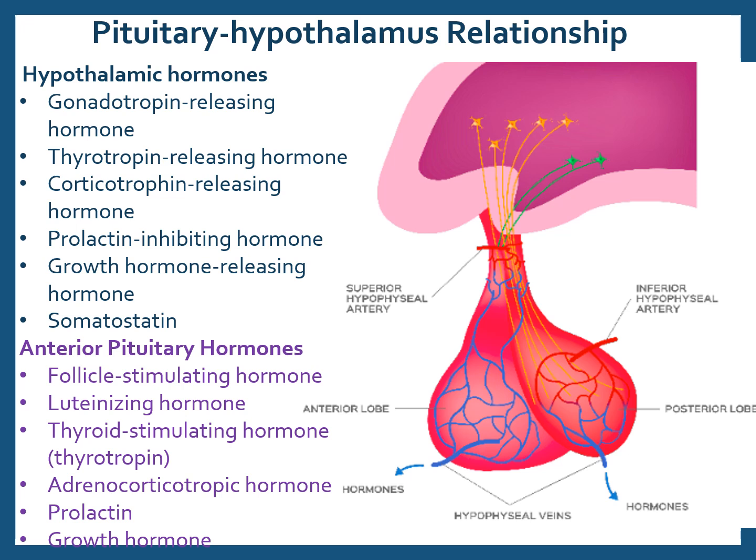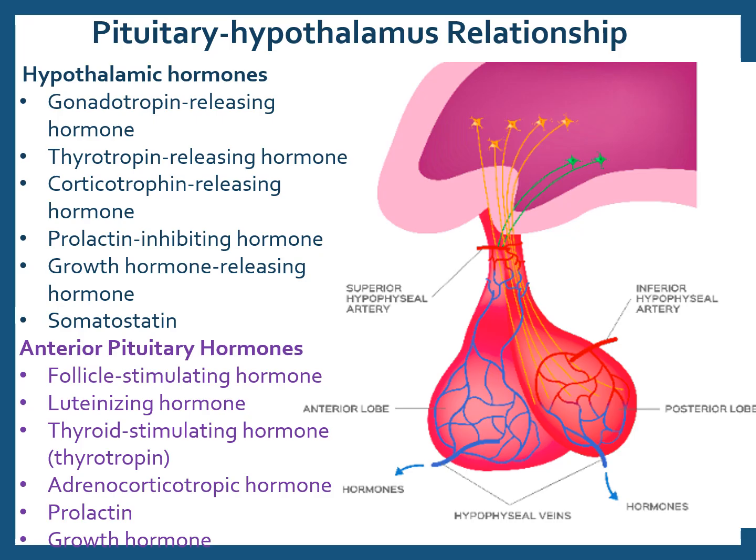The hypothalamus is going to secrete 6 different hormones that are going to influence the activity of the anterior pituitary and what hormones that anterior pituitary releases. Those hormones are gonadotropin releasing hormone, thyrotropin releasing hormone, corticotropin releasing hormone, growth hormone releasing hormone, prolactin inhibiting hormone, and somatostatin. Those hormones produced in the hypothalamus will travel through the blood to the anterior pituitary.